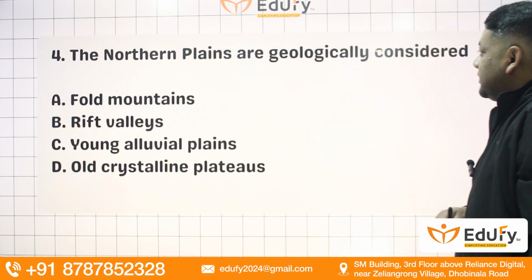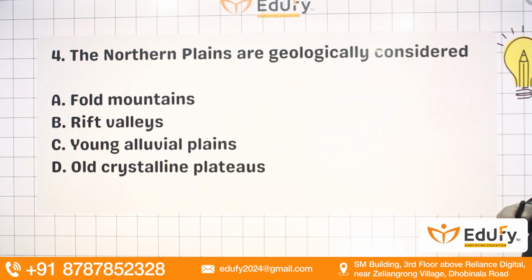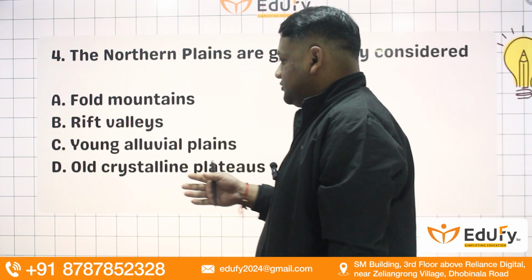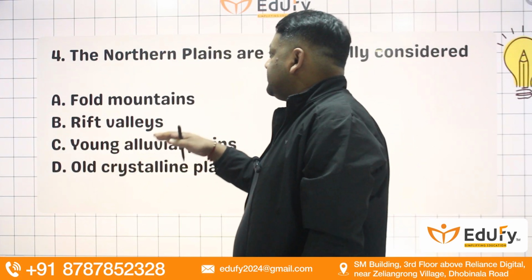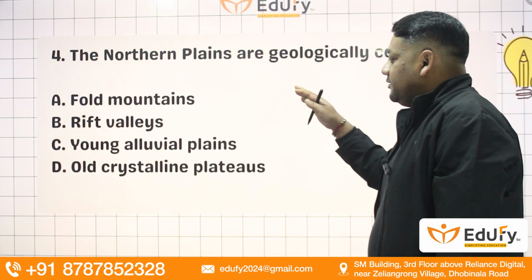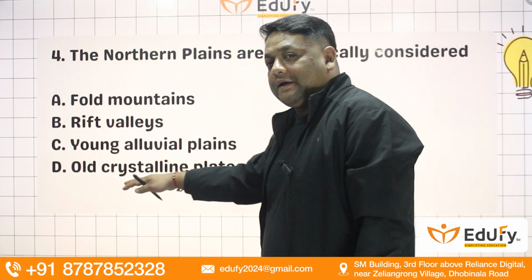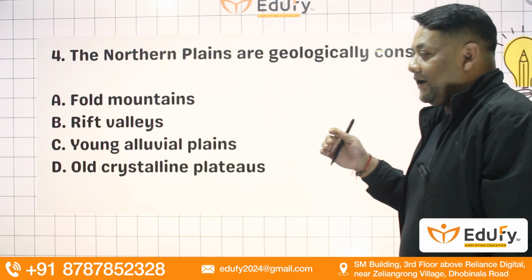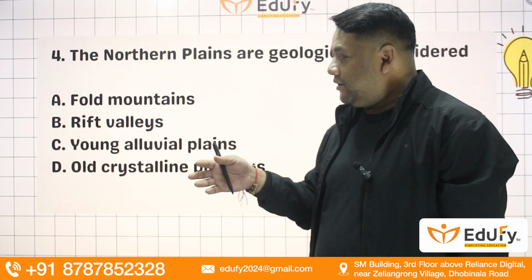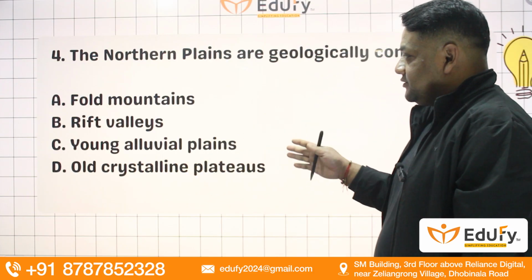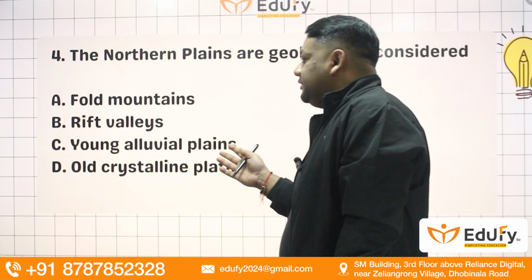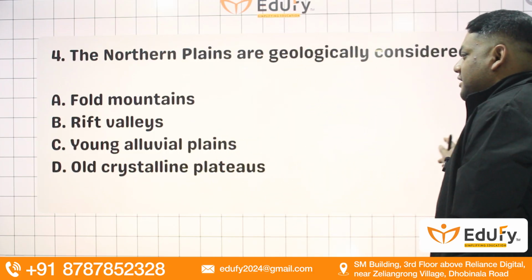Next, the northern plains are geologically considered fold mountains, rift valleys, young alluvial plains, old crystalline plateaus. C and D cannot be the answer. Northern plains, actually, plateaus we cannot consider. D, they are not plateaus, they are plains and they are not formed out of magma. So D is not the answer. B is also not the answer. They are not valleys, they are young alluvial plains. Alright, so C is the right answer.